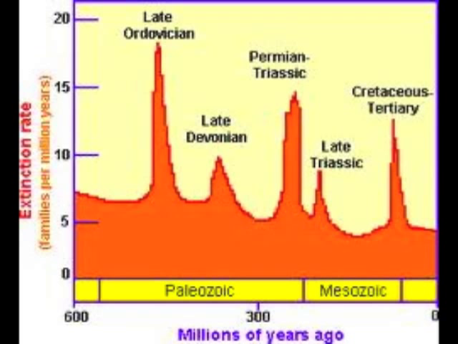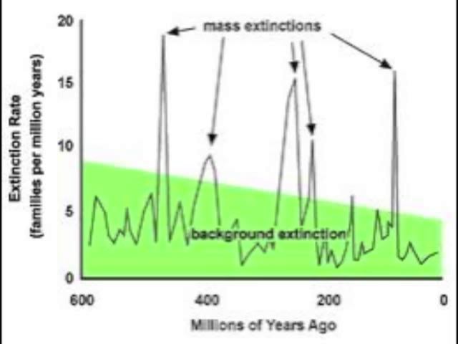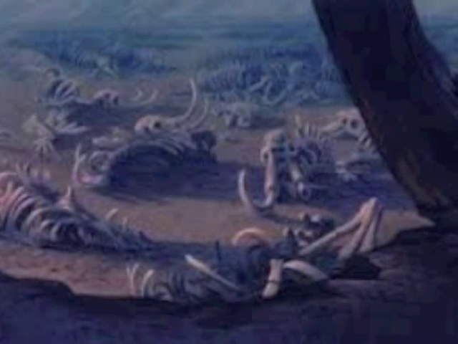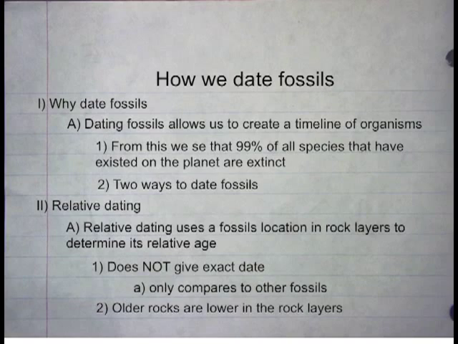From the fossil evidence that we've gathered, we've seen that 99% of all species that have existed on the planet are now extinct. The method in which we date fossils allows us to create an accurate timeline of how and when the organisms existed. Relative dating.